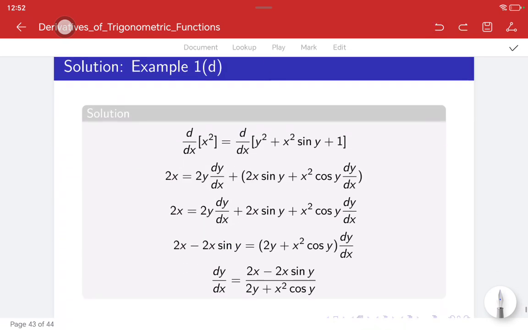So I introduce d over dx on both sides. When I derive this side, I get 2x. Here I get 2y, but I'm deriving y with respect to x, so I multiply by dy over dx. Here it's the same as that; this just repeated itself. It was product rule. I first kept y, derived x squared, I get 2x, plus I keep x squared, derive sin y, I get cos y. Then I multiply by dy over dx, because I'm deriving y with respect to x.